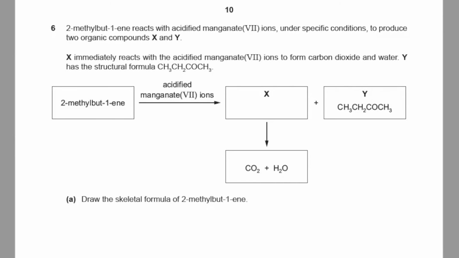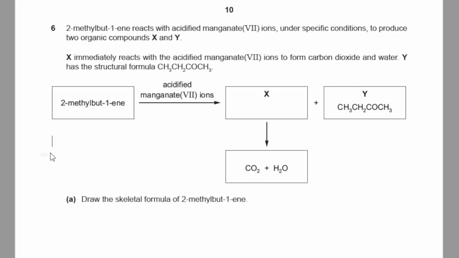Question number 6, 2-methyl-but-1-ene reacts with acidified manganate(VII) ions under specific conditions to produce two organic compounds X and Y. Okay, so manganate(VII) ions are an oxidizing reagent. X immediately reacts with the acidified manganate(VII) ions to form carbon dioxide and water. Y has the structural formula CH3CH2COCH3, so that's a ketone. So first of all, I'll draw the structural formula of 2-methyl-but-1-ene.